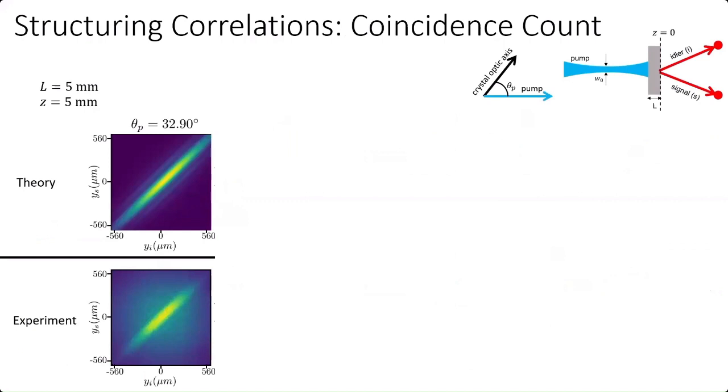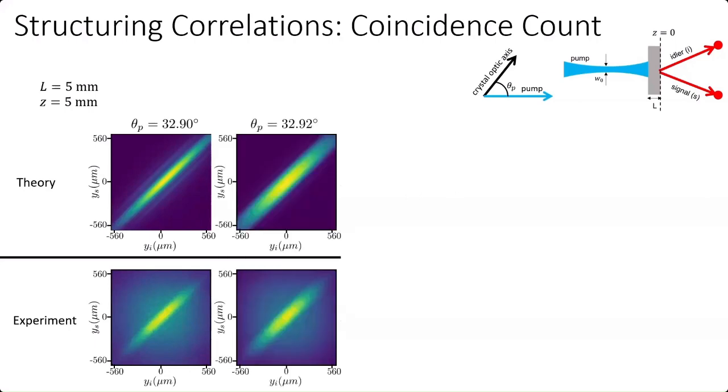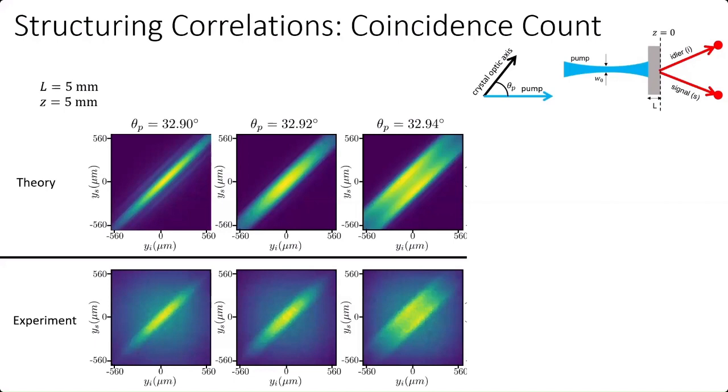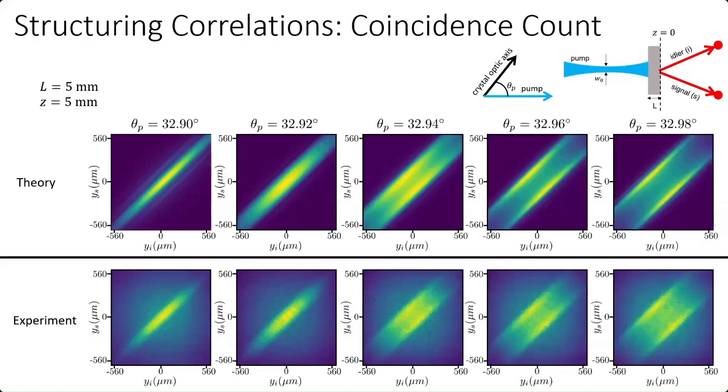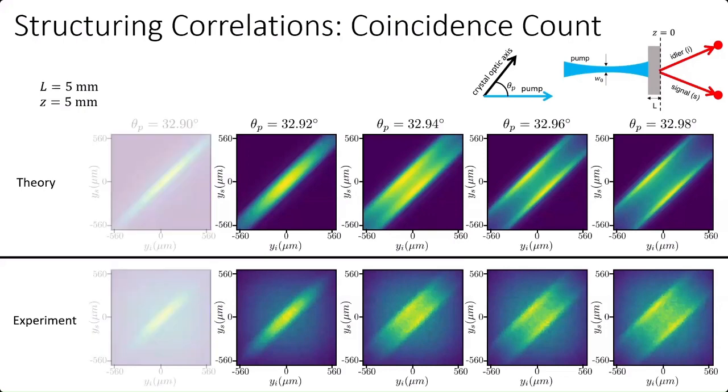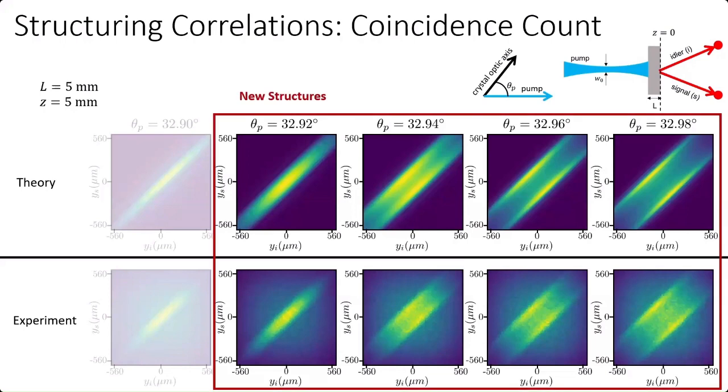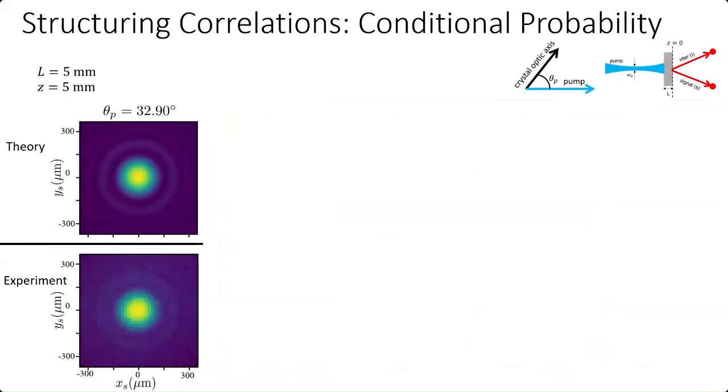So these are the theory and the experimental results that we have. First, this is the collinear phase matching. As we increase theta p, as we move slowly from collinear to non-collinear, we see that this diagonal splits up into 2 diagonals. This is when we look at the coincidence count rate, and these non-collinear regime structures are the new kind of structures that we have witnessed. Similarly, as we mentioned earlier, instead of the coincidence count rate, if we look at the conditional probability distribution, then these are the results for that.